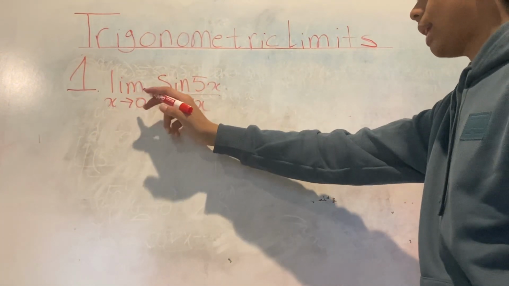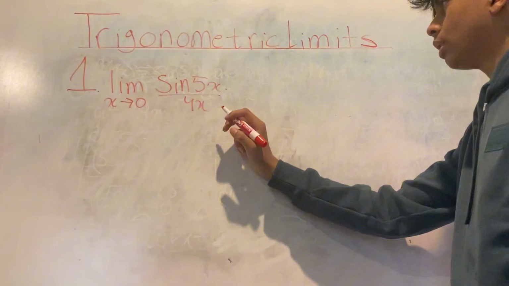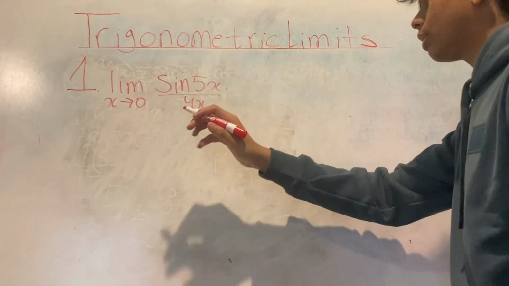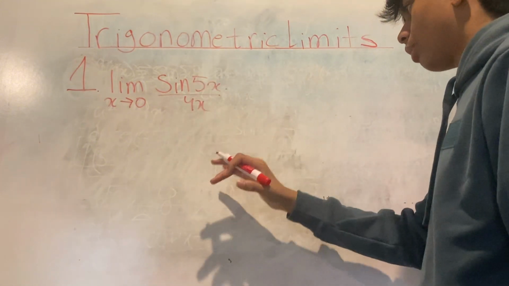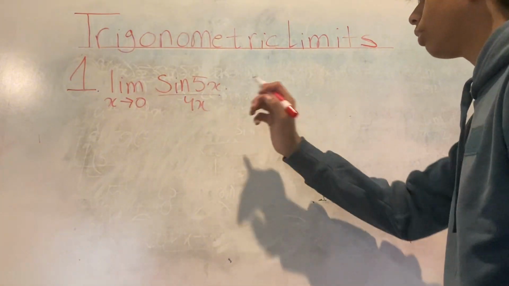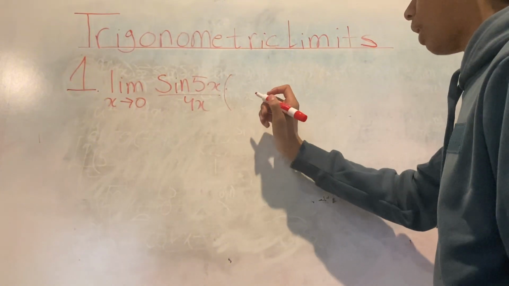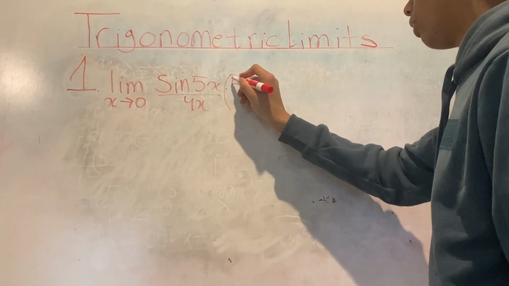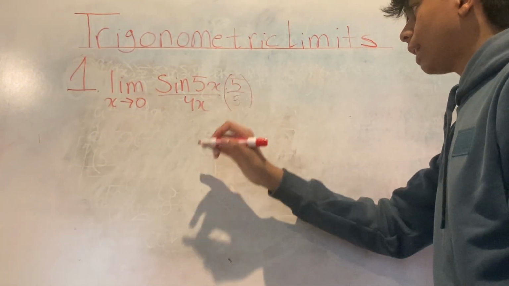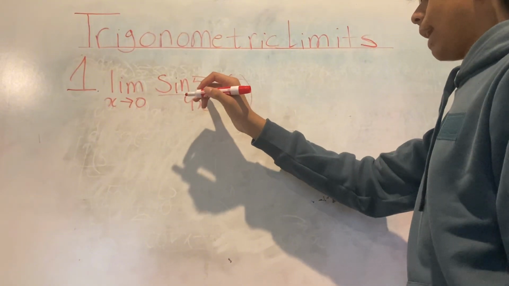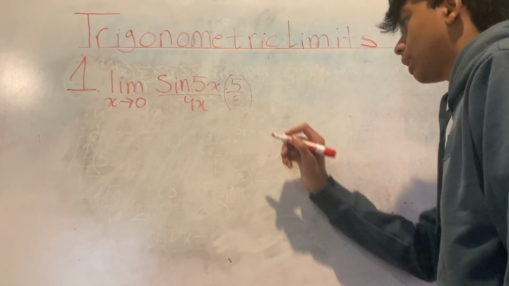So we have the limit as x approaches 0 of the function sine 5x over 4x. So we have to figure out a way to manipulate this function so we can end up with what we had before, sine x over x. So what we can do here is multiply the top and bottom by 5 over 5, because at the end we're trying to get the angle in the numerator to be the same as the denominator. So I'll show you what that looks like.